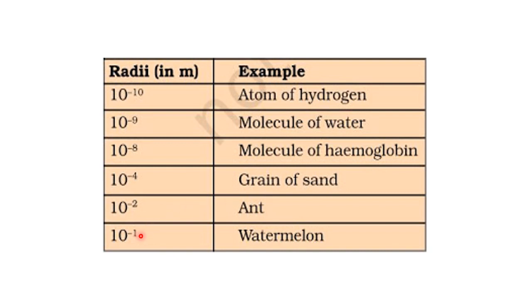10 to the power of minus 1 meters is 1 by 10, that is 0.1 meter. That is the size of a watermelon. So bigger, small, smaller, smallest. Atoms are very, very small. Just to bring it to our mental picture, here we are comparing all these.